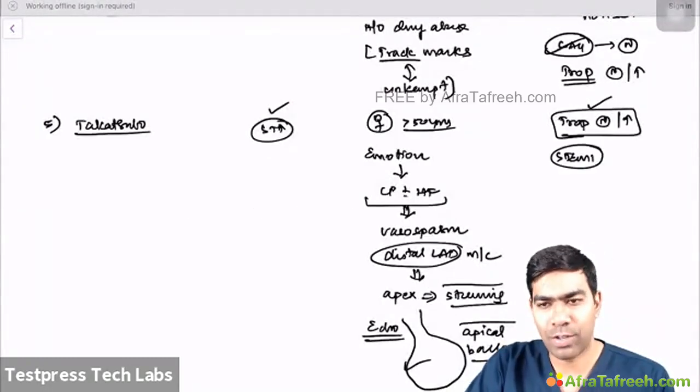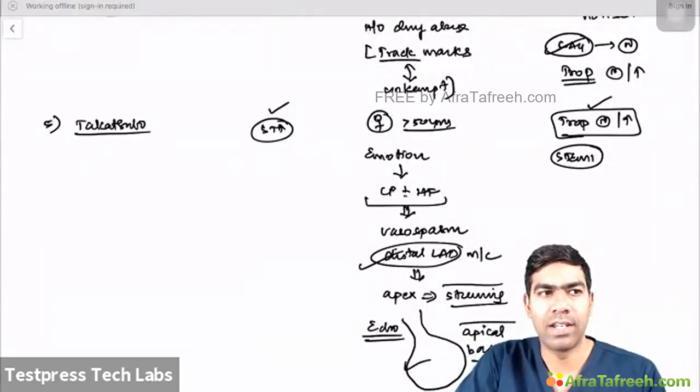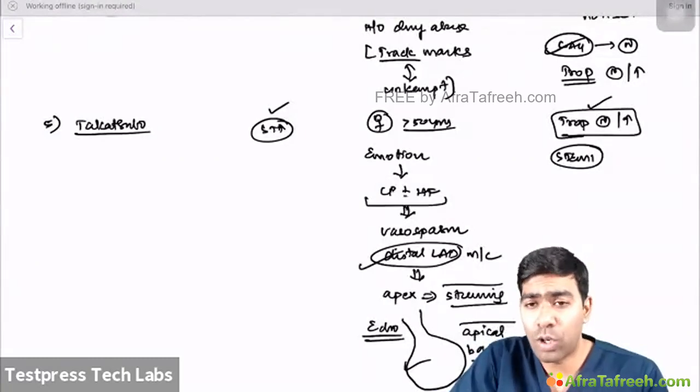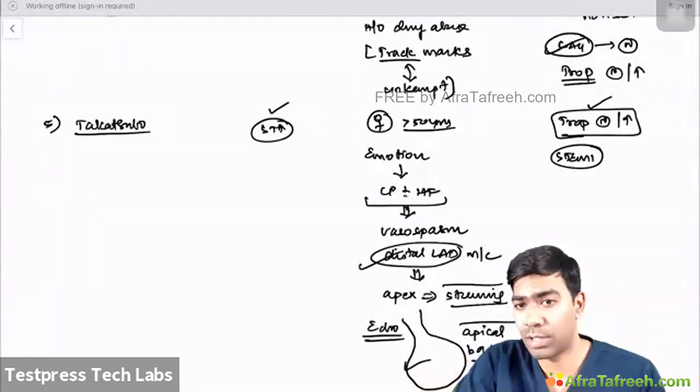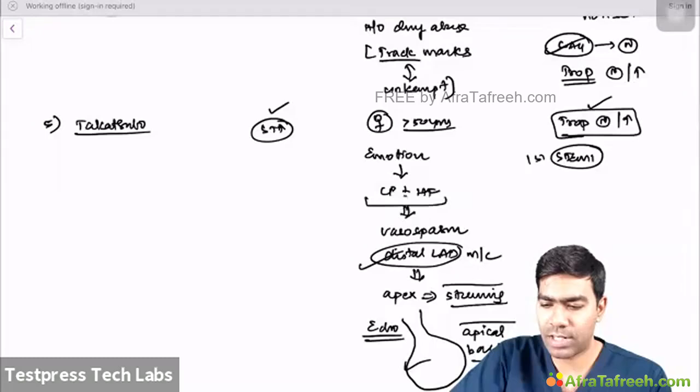Why can't it be a distal LAD lesion? Why can't it be a distal LAD thrombus? Sometimes it could have autolyzed also, or a distal LAD lesion could have caused all this problem. So sometimes there can be autolysis of the thrombus. Why can't it be a STEMI? It can be a STEMI. So my first priority is still a STEMI.